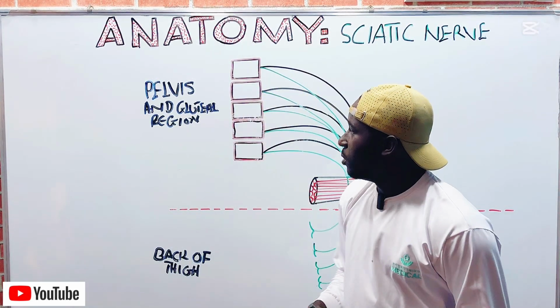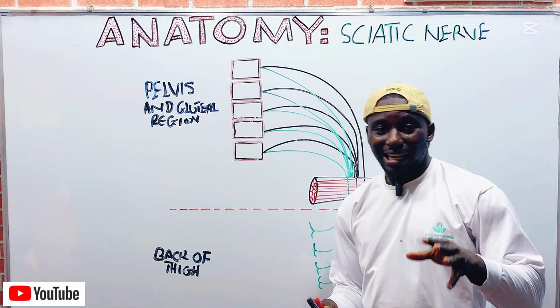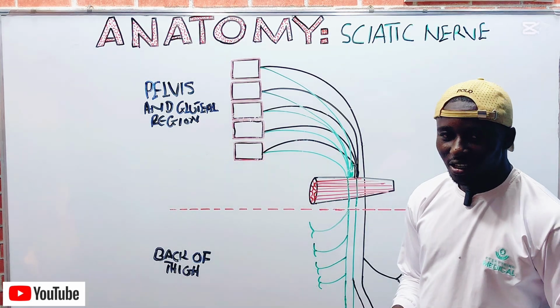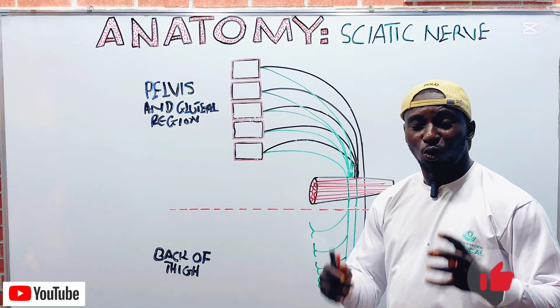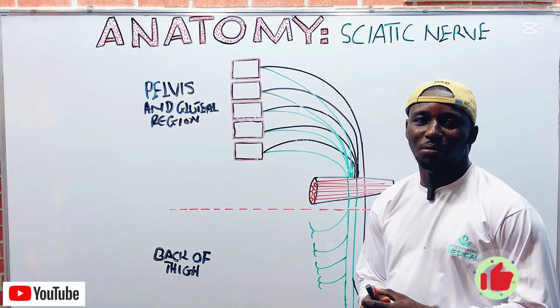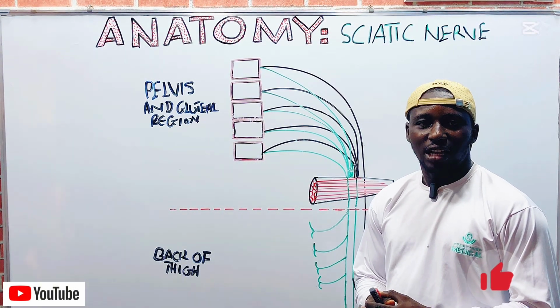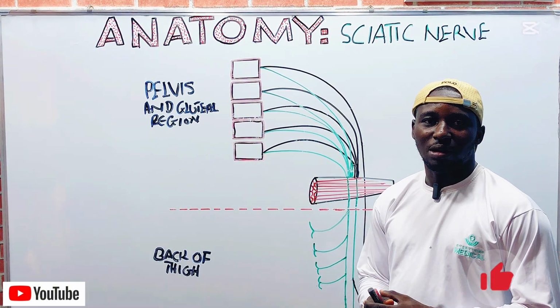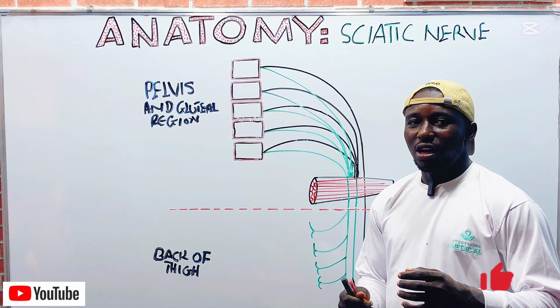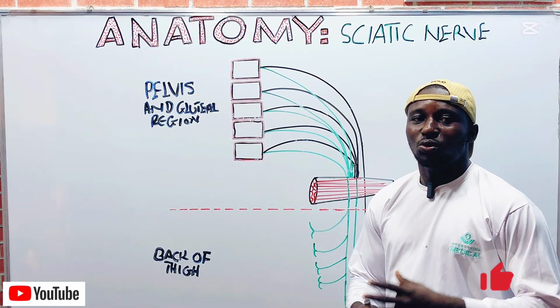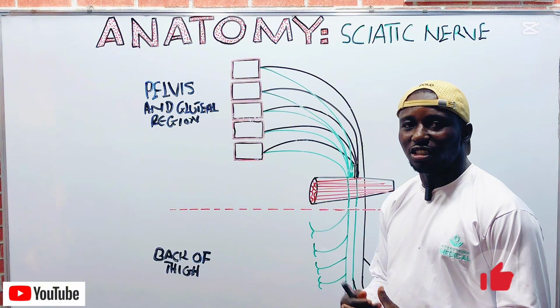Today's video, we shall be looking at the anatomy of the sciatic nerve. The sciatic nerve is one of those vital nerves in the human body. It is the thickest nerve, or the largest nerve, in the human body. So let's journey together so that we'll discuss everything concerning the sciatic nerve.